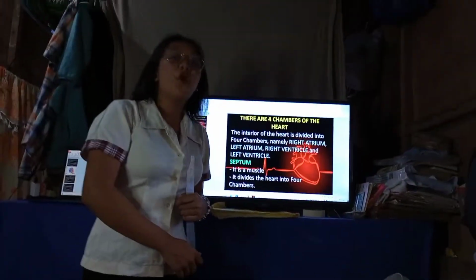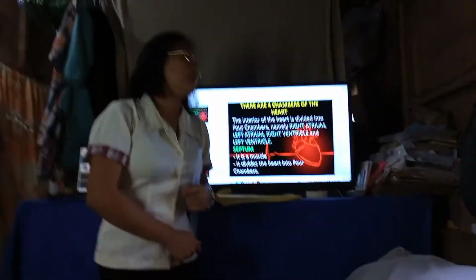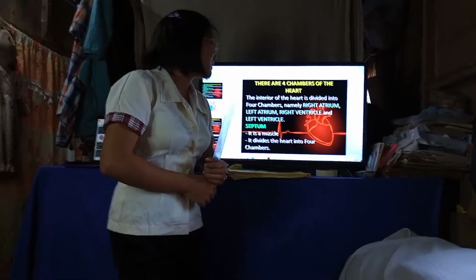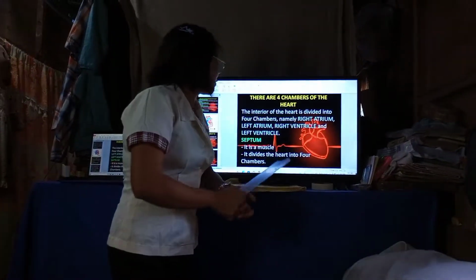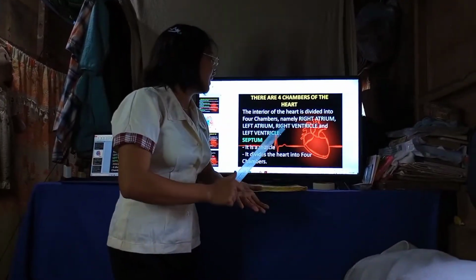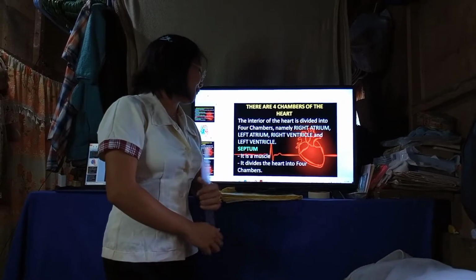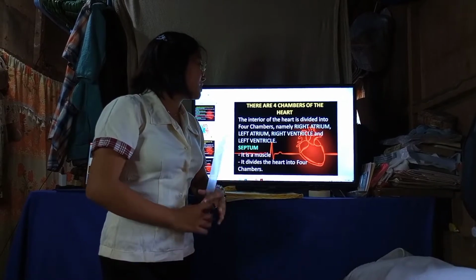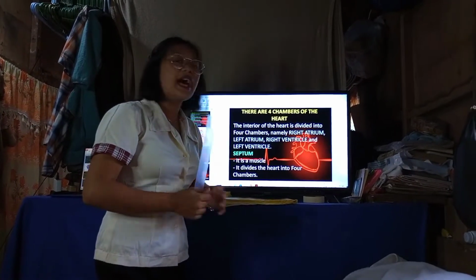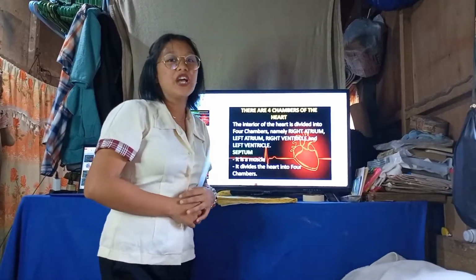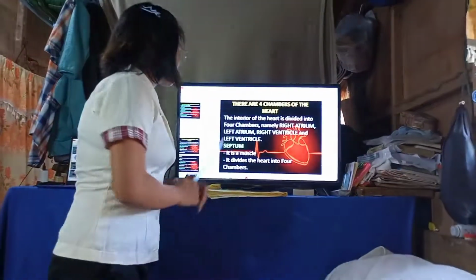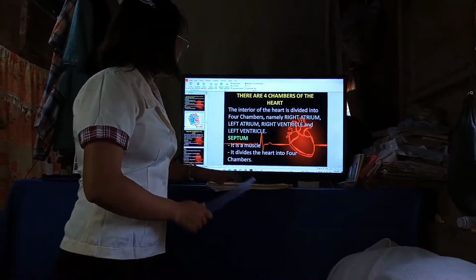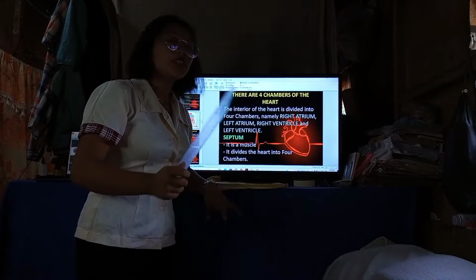So, what are the 4 chambers of our heart? The 4 chambers of our heart are the right atrium, left atrium, right ventricle, and left ventricle. Don't forget those 4 chambers because if one is missing, our heart cannot function. So, septum. The septum divides the heart into 4 chambers.